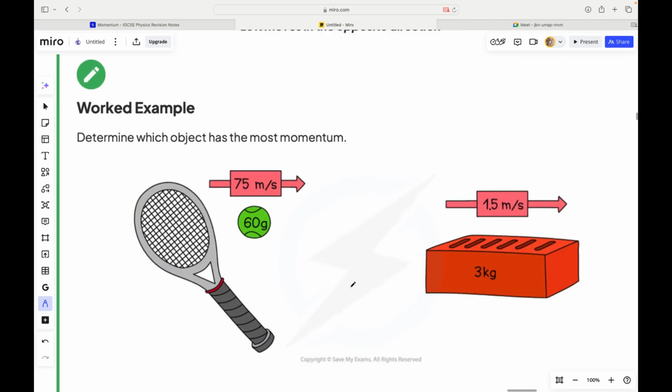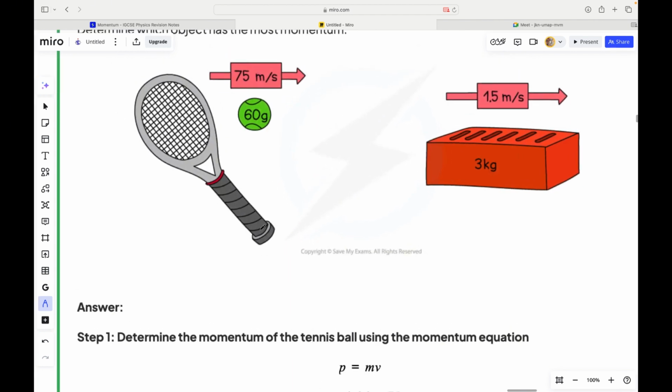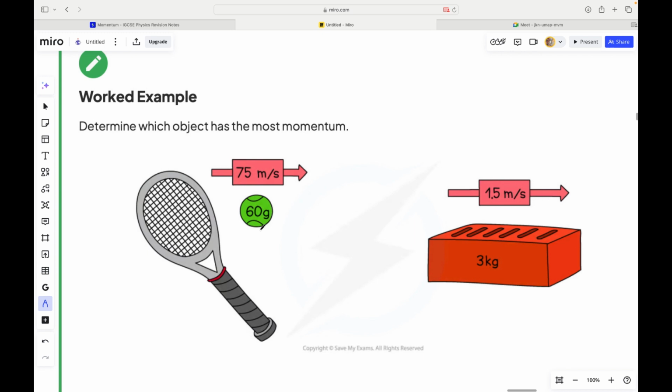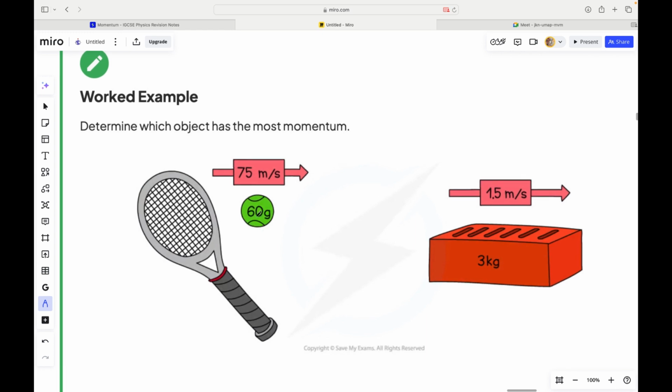Now let's work some examples. Determine which object has the most momentum. They gave us a ball and the speed of the ball. This is a racket hitting it that provides the speed, right? The mass of this ball is in grams, so we convert to kilogram by dividing by 1000. When you divide by 1000, you get 0.06 kilogram. The speed is 75 meters per second.